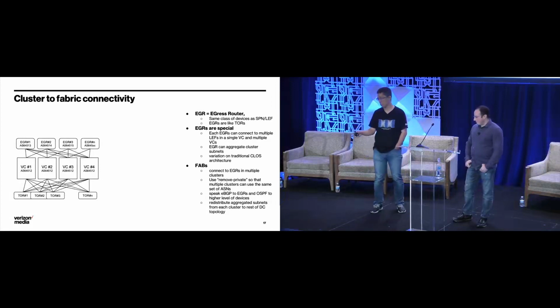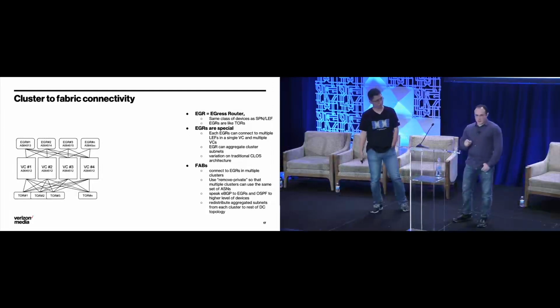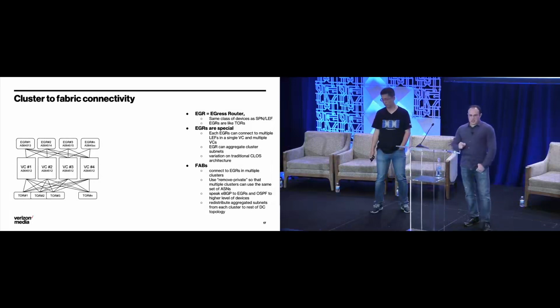So these EGRs are special. Each EGR connects to multiple leaves in a single VC. And they also aggregate the entire subnets of the clusters. That's a variation on a traditional CLOS architecture, where typically you don't do path hiding inside a CLOS, because you don't remesh quite this early. But by introducing an earlier layer of remesh, we could hide all complexity of the entire cluster, not just the VC, but the whole cluster of 20,000 potential servers, away from anything else. Anything that happens inside the protocol stack, like any port bounces or whatnot, is completely hidden from the rest of the data center.